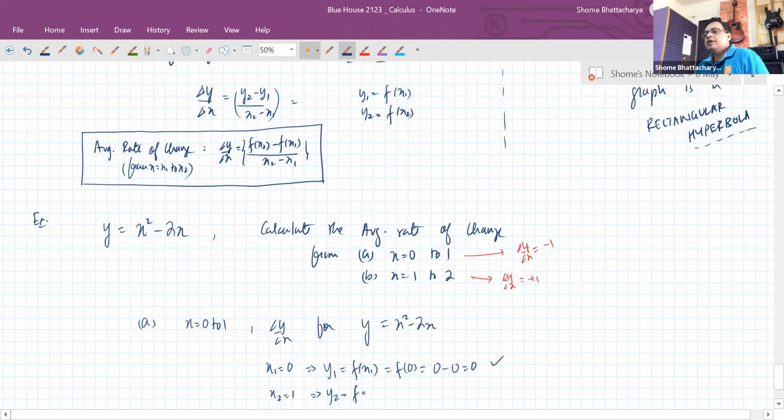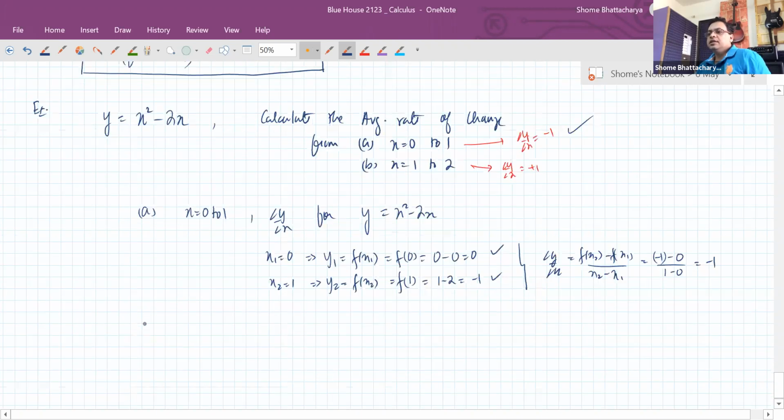So y2 becomes f of x2, that means the value of the function at x equal to 1, which as you can see is 1 minus 2, or minus 1. So now from this we can see delta y by delta x is f of x2 minus f of x1 upon x2 minus x1. So we'll simply substitute it as minus 1 minus 0 upon 1 minus 0. That becomes minus 1. So that's how this becomes.